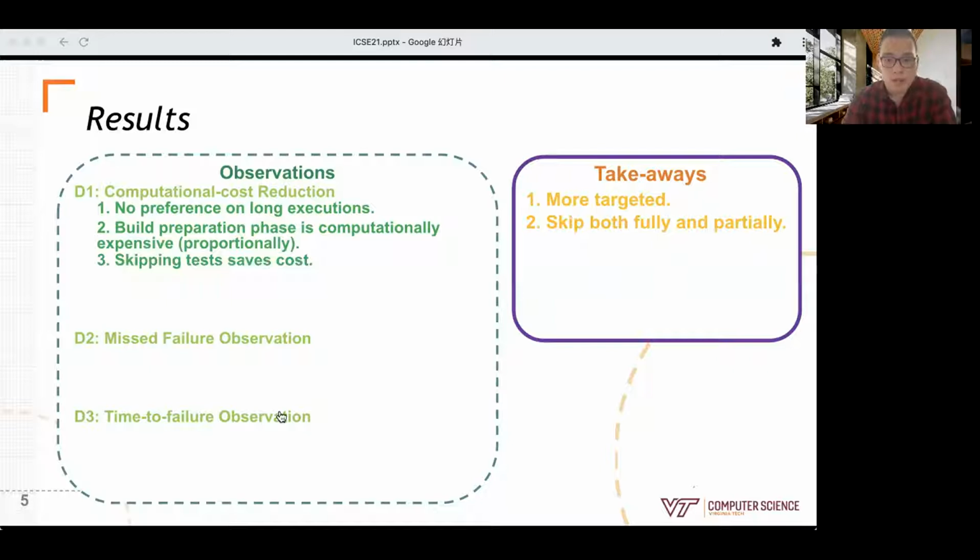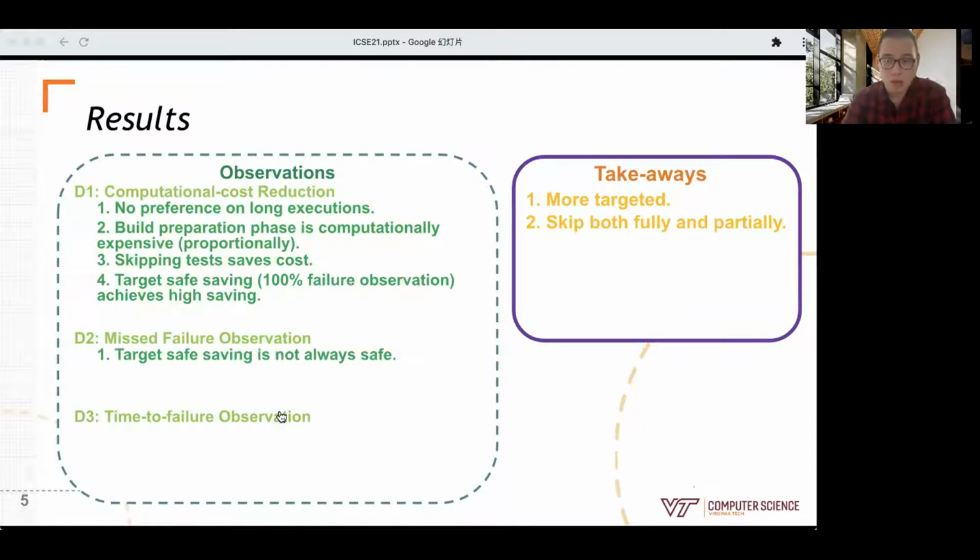Some of our selection approaches aim to save cost while trying to keep 100% of failure observations. To achieve this goal, they only skip builds with safe changes. For example, they only skip builds with only non-source code changes. Then we found that they can still achieve high savings. However, these techniques are not always safe. In other words, they still have some missed failure observations. Thus, we recommend future selection approaches have a better definition of saving costs safely in CI.